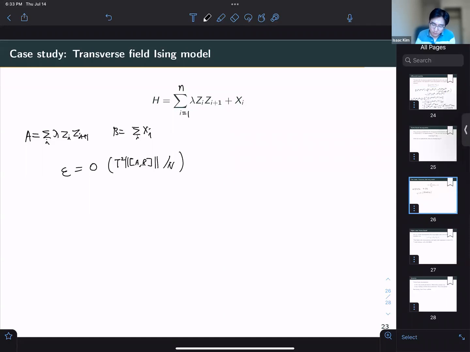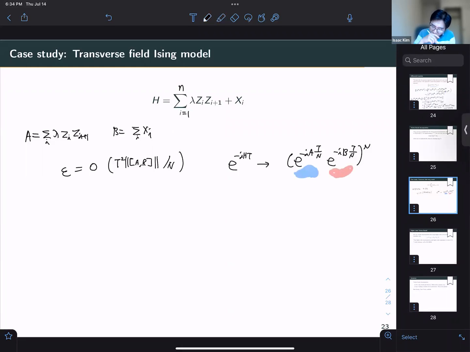So what does that mean? That means that we are approximating e to the minus iHt into e to the minus iA t divided by n, e to the minus iB t divided by n, repeated n times. So a natural question is, how many gates do we need to actually implement this first part? And how many gates do we need to actually implement this second part?